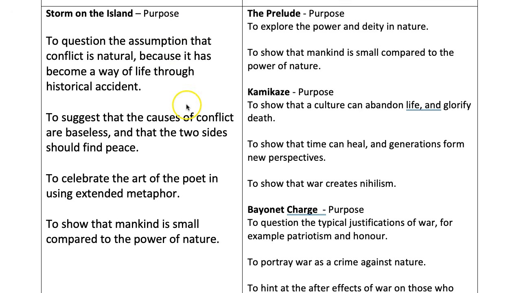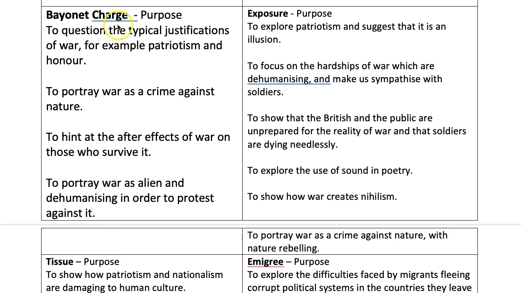So if you're using the timestamp and you've missed what I've said about the Prelude, go back to the description, get the timestamp for the Prelude, and you'll see the comparison to Storm on the Island. That's probably your best bet. Right, I'm pretty excited about Bayonet Charge because there's pretty much only one comparison that I'm going to give you, so these come as a pair.